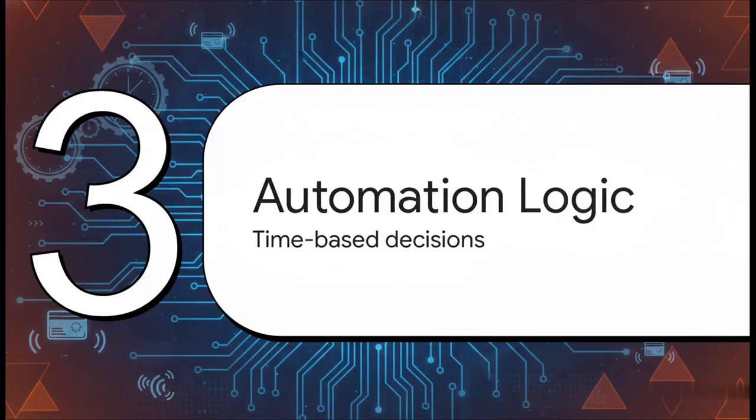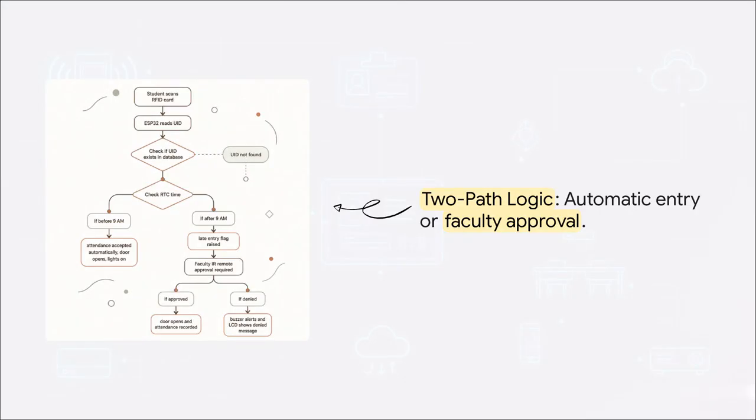Which brings us to section 3, the automation logic. Because having a fast brain is only half the battle. How does it know what to do at different times of the day? So, following a card swipe, the logic splits into what we call a 2-path logic system. It enforces a strict time-based policy.